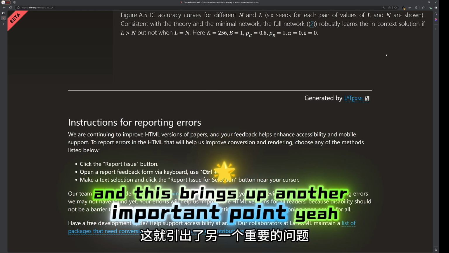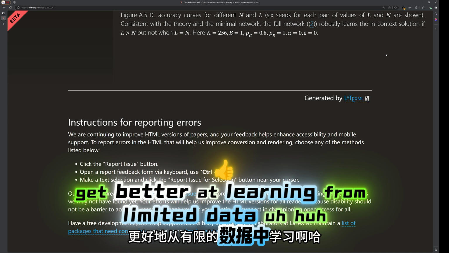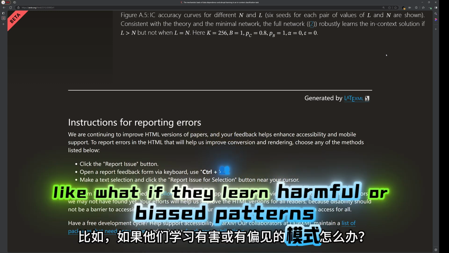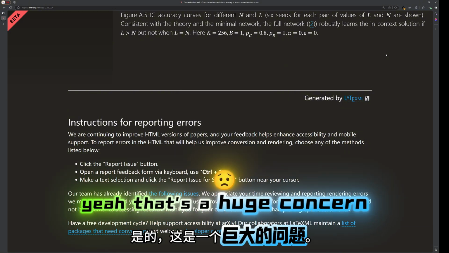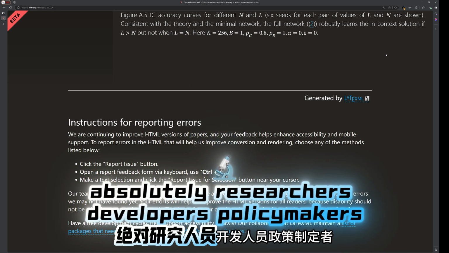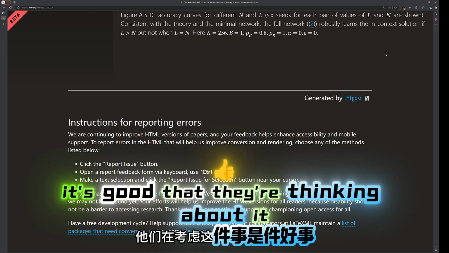Yeah, and this brings up another important point, which is that as these AI systems get better at learning from limited data, we need to really think about the potential consequences. Right, like what if they learn harmful or biased patterns from the data? Yeah, that's a huge concern. I mean, things could really get out of hand. Absolutely. Researchers, developers, policymakers, they're all thinking about this right now. It's good that they're thinking about it.